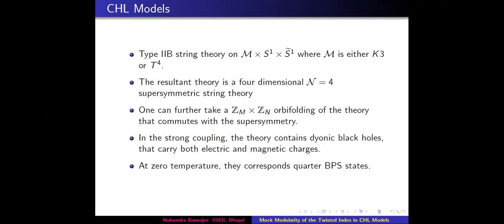In the strong coupling of the theory, what one gets are dyonic black holes. That is, when one goes to the supergravity limit, one gets solutions which are black holes that carry both electric and magnetic charges. That's why they are called dyonic. Whereas at zero temperature, in that particular regime of the parameters, they correspond to quarter-BPS states.